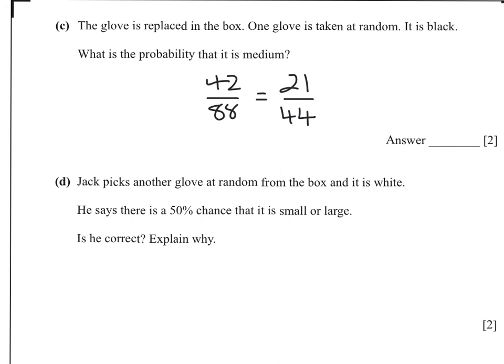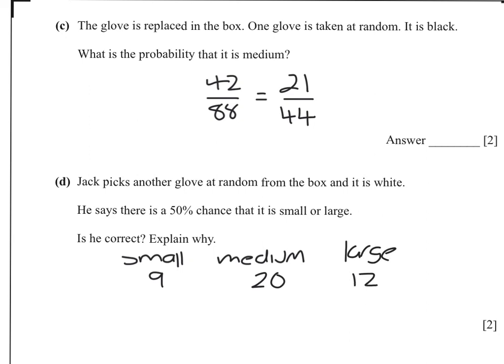Jack picks another glove at random from the box, and it is white. He says that there's a 50% chance that it is small or large. So small is 9, medium 20, and large is 12. He has a white glove. If we add those together, we get 41. So the percentage chance that it is small or large is 21 out of 41. Now that is very, very close to 50%, so I would say he is correct that that is approximately 50%.